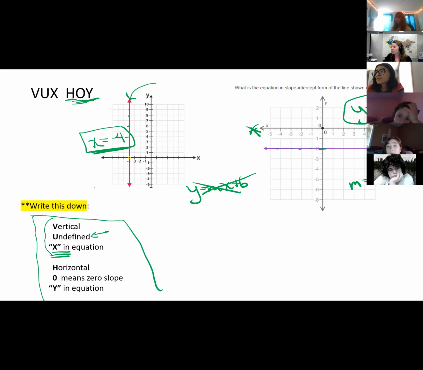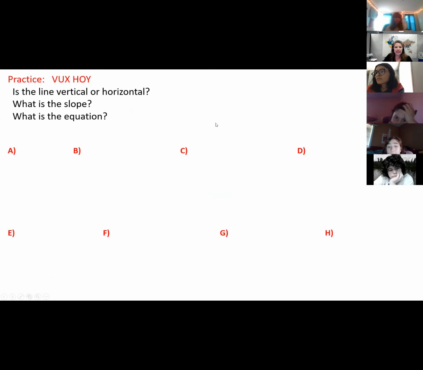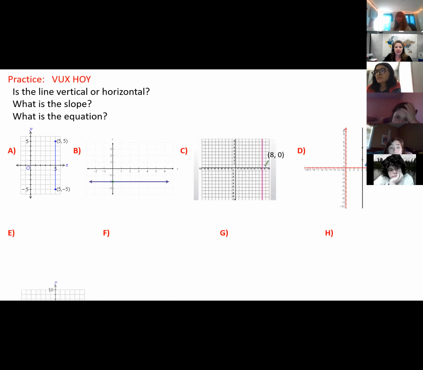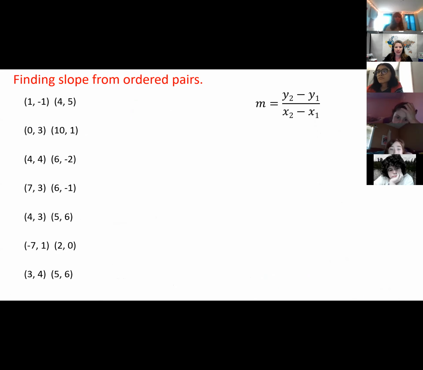Y'all good? All right, the last thing I need to do is talk to you about ordered pairs, okay? Because your work yesterday had 10 problems and y'all didn't know how to do them, and that was my fault because we didn't get that far yesterday. So if you turn in your assignment from yesterday and I told you what was wrong with it, go back and fix it and I'll regrade it for you, okay?